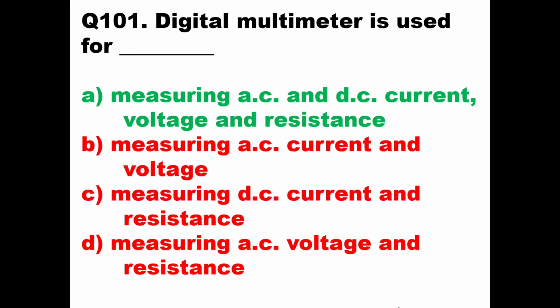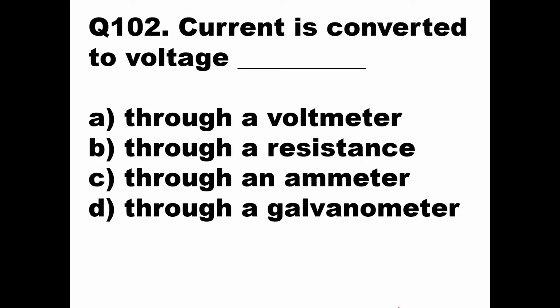Okay. Then we'll go to the next question. Question number 102. Current is converted to voltage through what? Option A is through a voltmeter, option B is through a resistance, option C is through an ammeter, and option D is through a galvanometer. Whenever a current is passed through a resistance, there is a voltage drop. That basic Ohm's law idea we know. So here, current is converted to voltage through a resistance. That is, when the current I passes through a resistance R, then I into R will be the voltage across the resistance. So through a resistance is the correct answer.